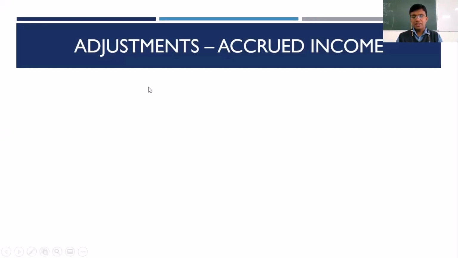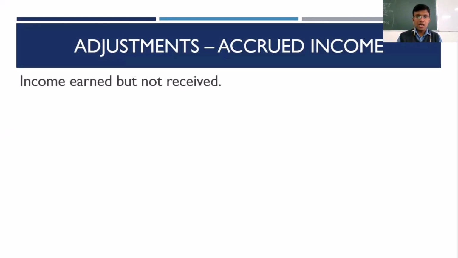The next adjustment that we will be learning is accrued income. What is meant by accrued income? Accrued income refers to income earned but not received. Technically, you are entitled to that income, but for some reason, you have not received the payment of that income into your hand. Such kinds of incomes are referred to as accrued income.